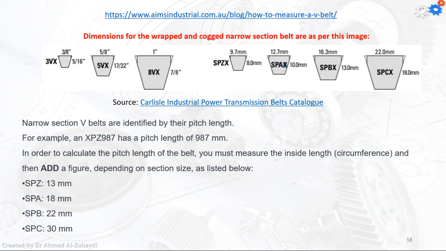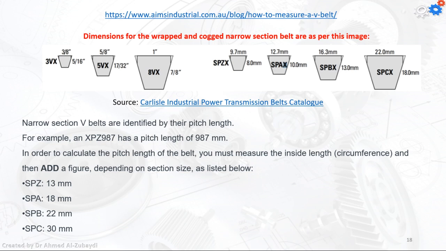The narrow sections of the V-belt are identified by their pitch length. For example, if I have the SPZ 987, it has a pitch length of 987 millimeters. In order to calculate the pitch length of the belt, you must measure the inside length, which is the circumference, and then add a figure depending on the section size as listed below. For the SPZ it is 13 millimeters, for the SPA it is 18 millimeters, for the SPB it is 22, and for the SPC it is 30 millimeters.